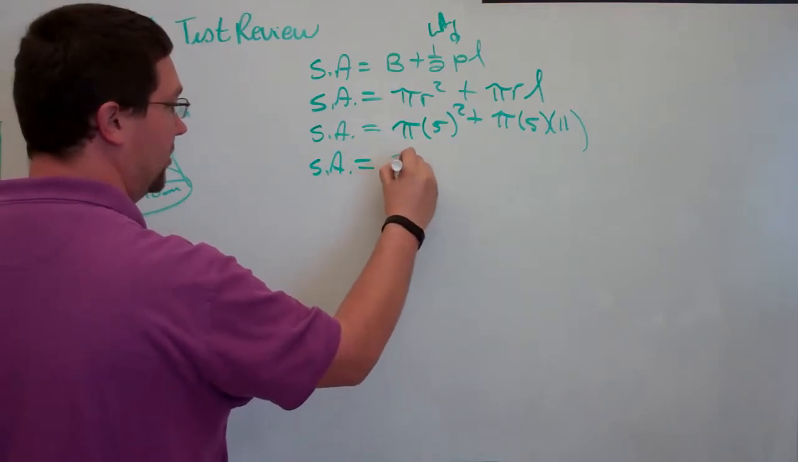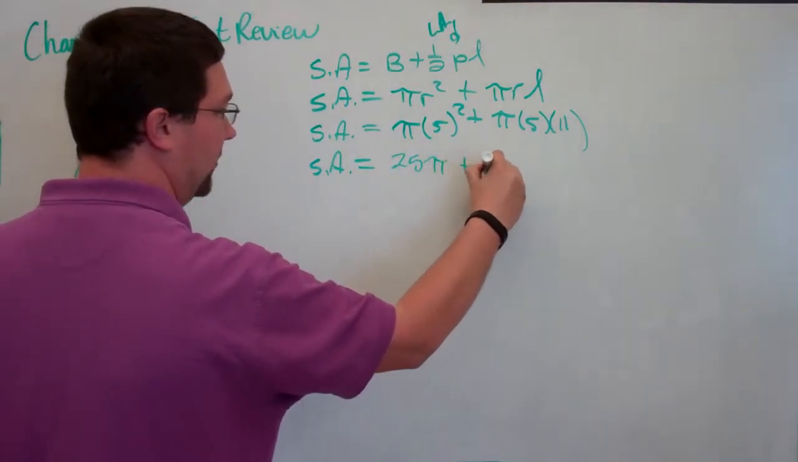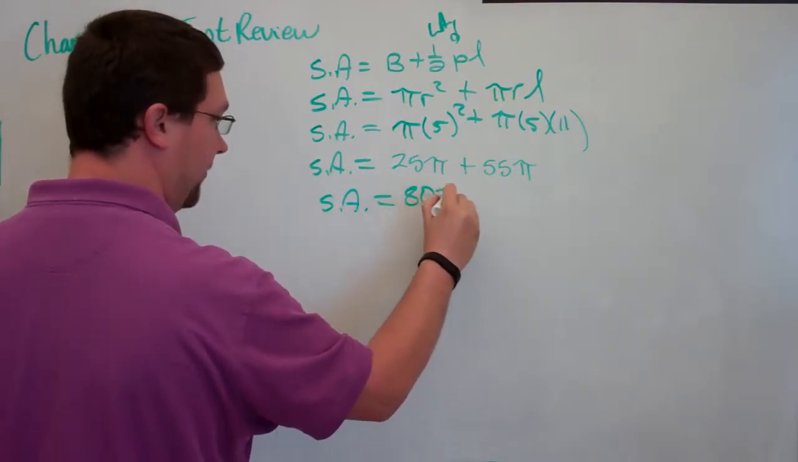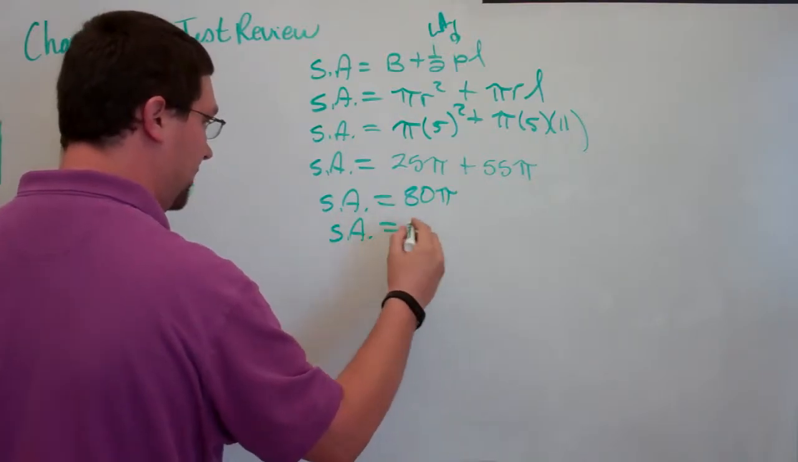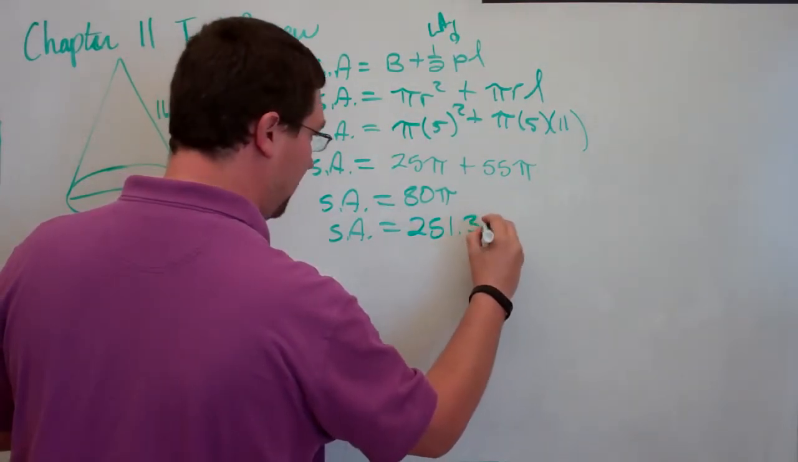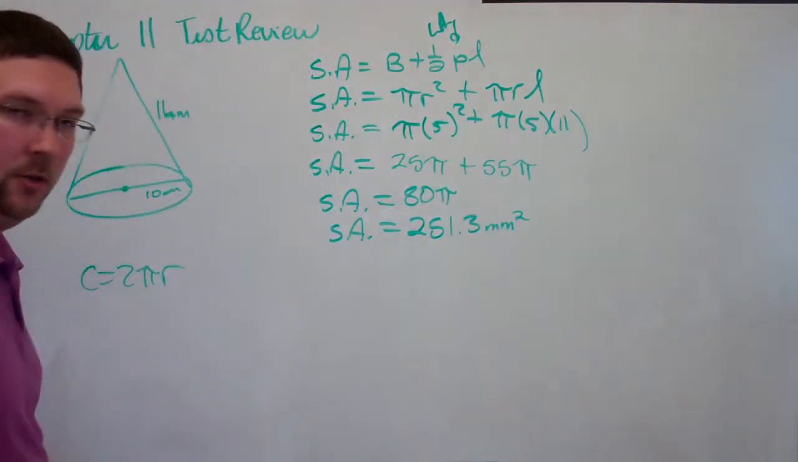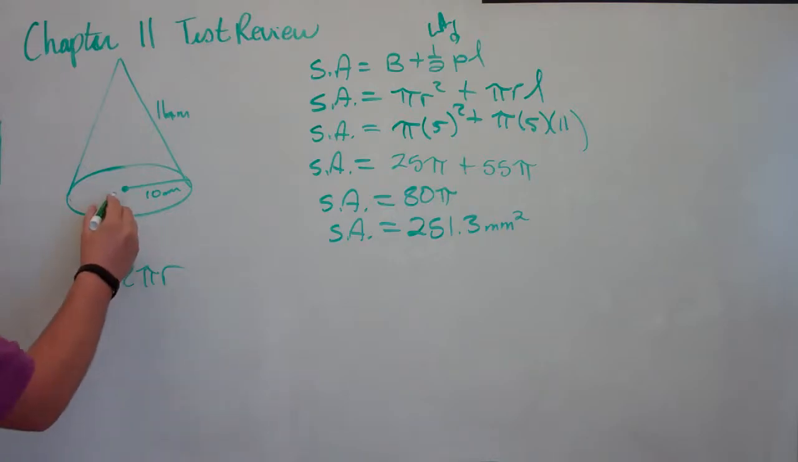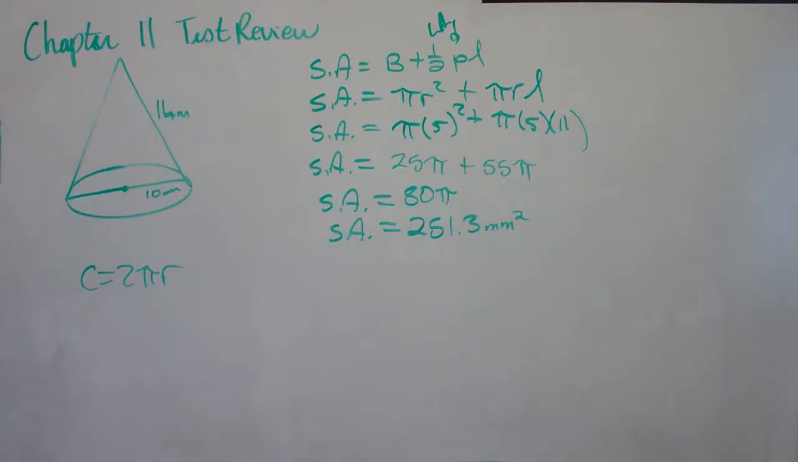So surface area here is 25 pi plus 55 pi, which equals 80 pi. And they want it rounded to the nearest tenth, so just take 80, multiply it by pi, and you're going to get 251.3 millimeters squared. That's all there is to it. Just remember, this is a diameter, not a radius. If it was a radius, it would have only been this long. But since it goes all the way across, that makes it a diameter.